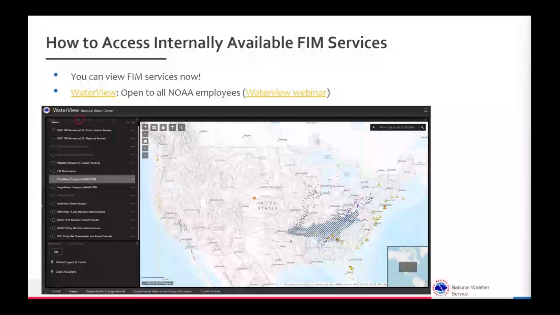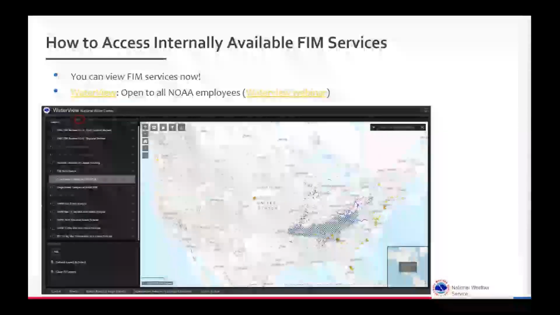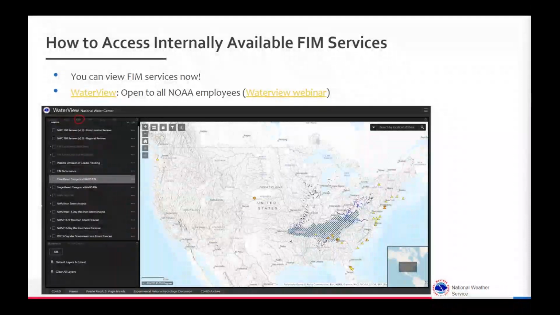And then lastly, just to tell you where you can access the FIM services. Again, you can access these services now in any office in Central Region. It's through the WaterView app, which is done by the Water Center. It's open to all employees, so there is a webinar that the Water Center had put together to explain a little bit on how to use it.